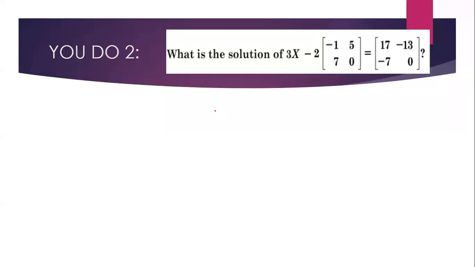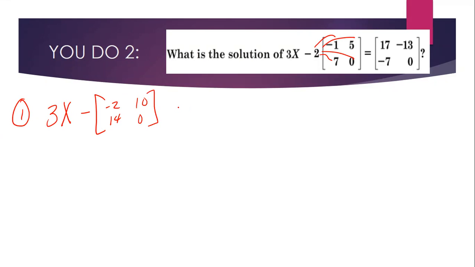So here we go. Step 1 is we're going to apply our scalar. You should have multiplied all elements by 3, the matrix x times minus, and you should have ended up with negative 2, 14, 10, 0. Now, you could have distributed it as a negative, and then you would be adding. So either way works just fine. 17, 7, negative 7, negative 13, and 0.